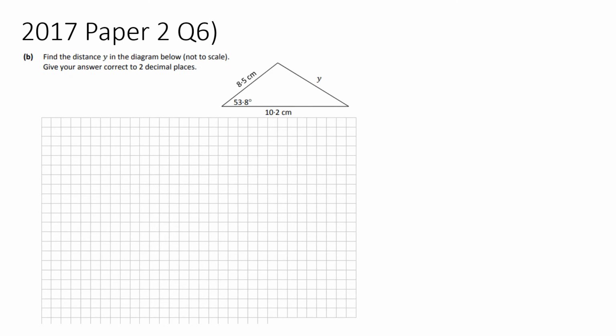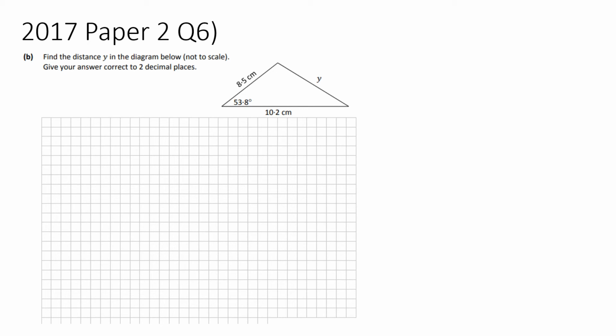For part B, you have: find the distance y in the diagram below, which is again not to scale. Give your answer correct to 2 decimal places. So I'm going to see if I have opposite relationships. I have a side that I'm looking for and a known angle, but I have nothing across from 8.5 and I have nothing across from 10.2. So that's not going to work. I can't use the sine rule.